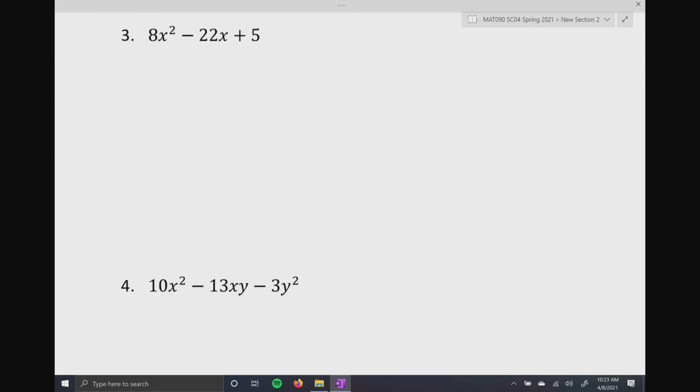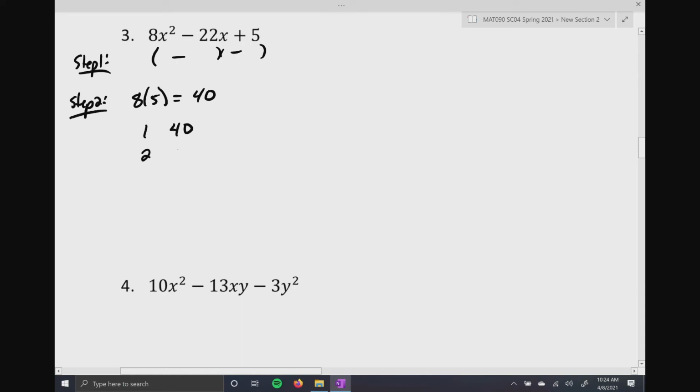Okay. So let's go through it together then. You ready? Yeah. So step 1, is there a GCF? No. So I need 2 negatives for my signs. Step 2, 8 times 5, that equals 40. So let's write out the factors of 40. 1 and 40, 2 and 20, 3 doesn't work, 4 and 10, 5 and 8, 6 doesn't work, 7 doesn't work, 8 and 5. I'm starting to repeat myself, so I'm done.